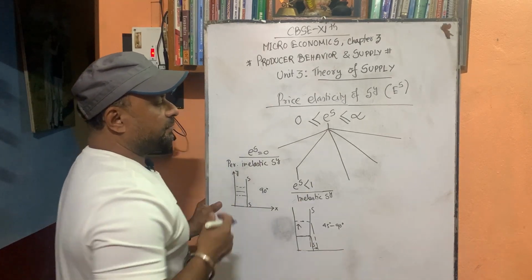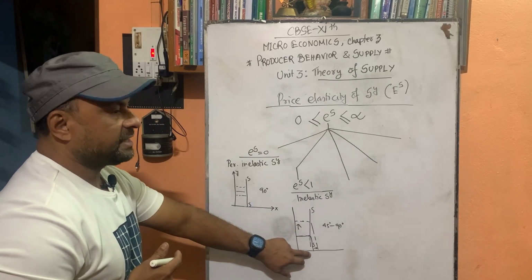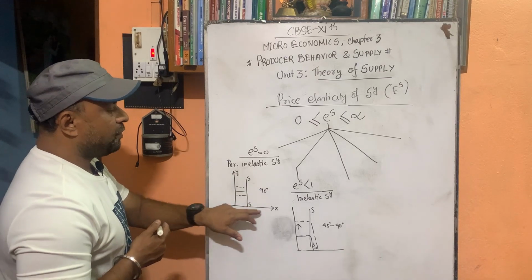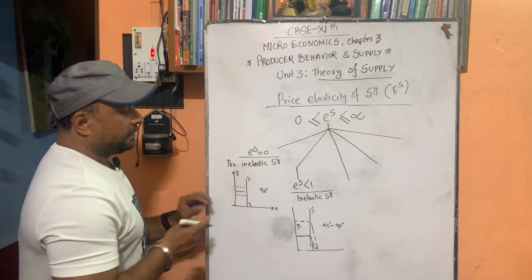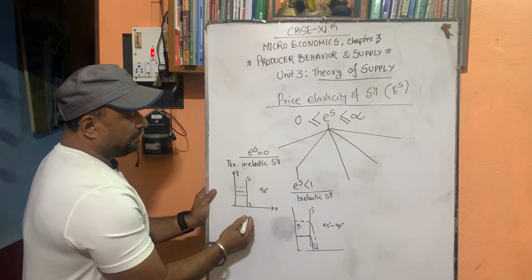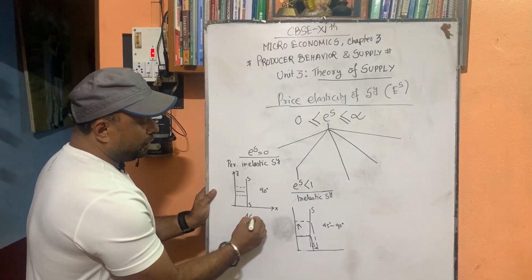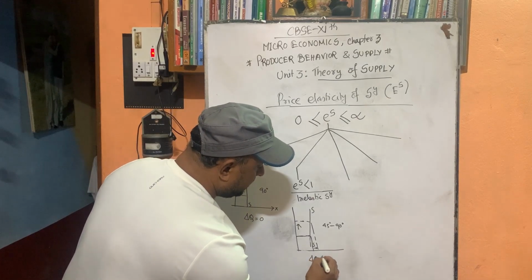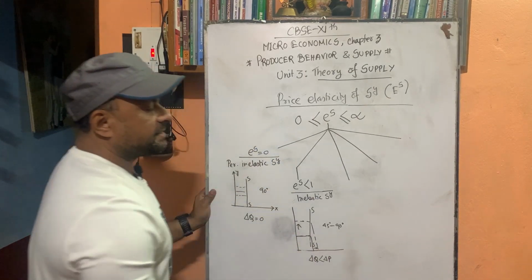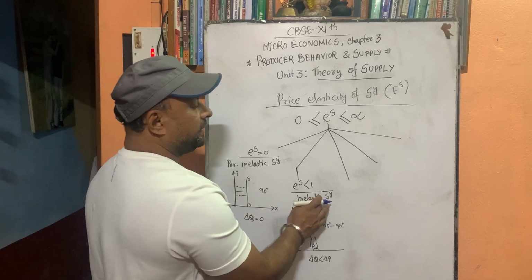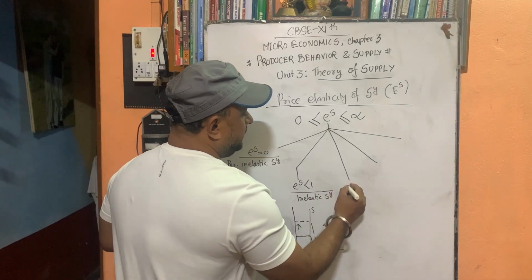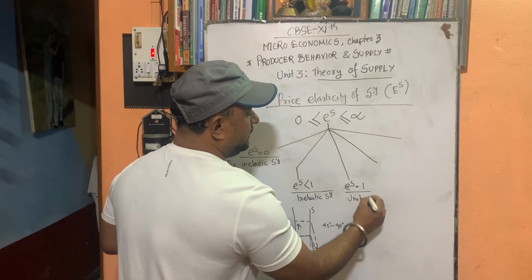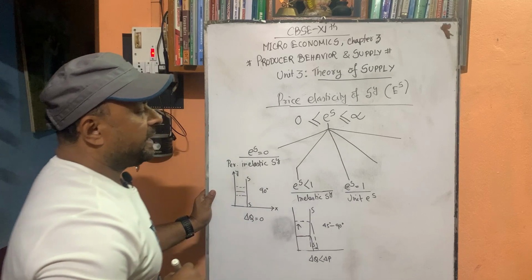For example, agricultural products. In this case, there is less price reaction. And for perfectly inelastic supply we can give the example of goods in an auction, rare goods. The price may increase or decrease, supply remains fixed, meaning no change in the quantity. Here the change in the quantity is less than the change in the price. That is inelastic supply.